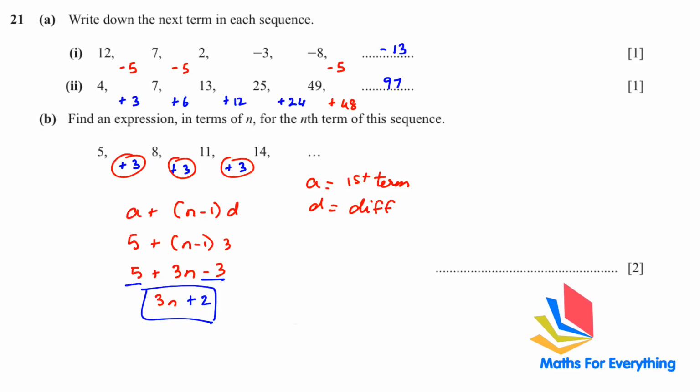There's another shorter way to get this answer. Whatever the difference, our difference is 3, remember? So write 3n. And then from the first term, subtract your difference. 5 minus 3 is plus 2. So this is the shorter version of getting the answer for the arithmetic sequence.